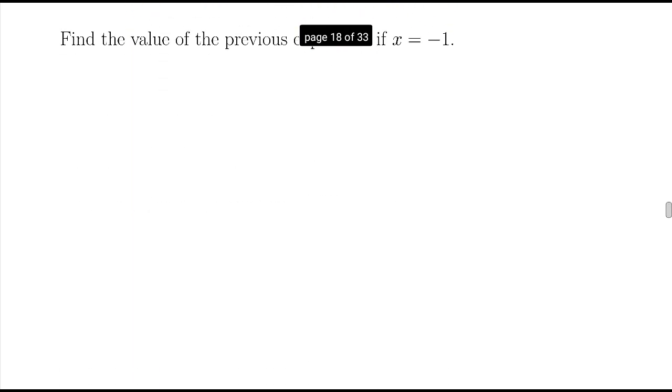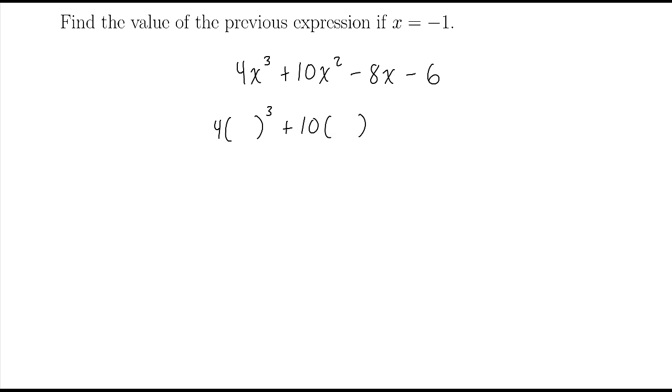Let's find the value of that expression if x is negative 1. Okay, so again, we had 4x to the third power plus 10x squared minus 8x minus 6. If I go through and substitute in negative 1 for x throughout this entire expression, let's see what we get. Negative 1, negative 1, negative 1. Okay, negative 1 to the third power. Remember what that means. Negative 1 times negative 1 times negative 1. Well, negative times negative is positive, so that's a positive 1 times negative 1. So that answer is going to be a negative 1.